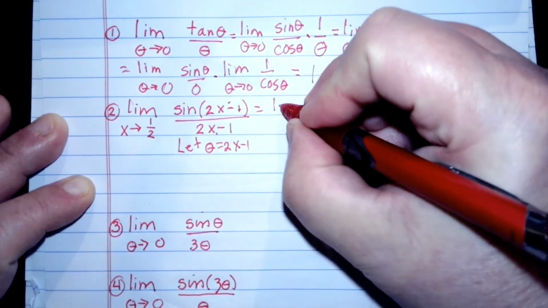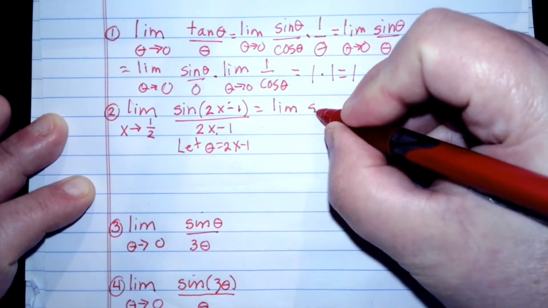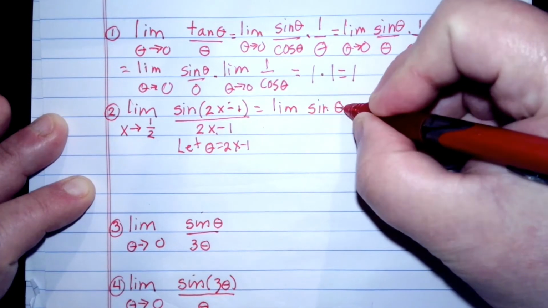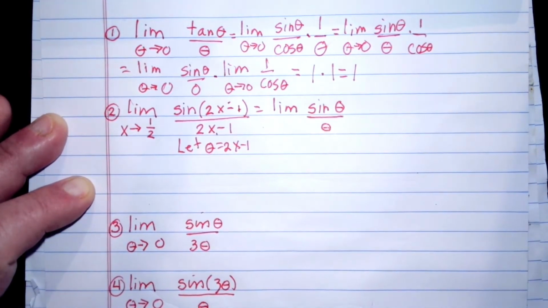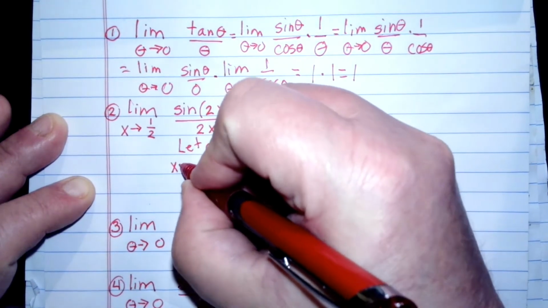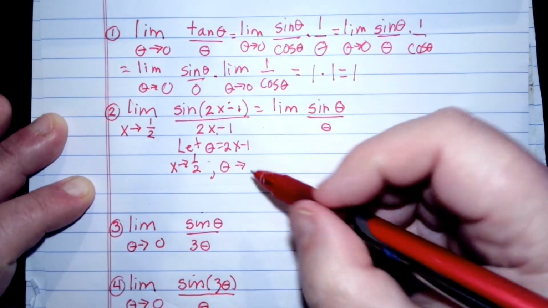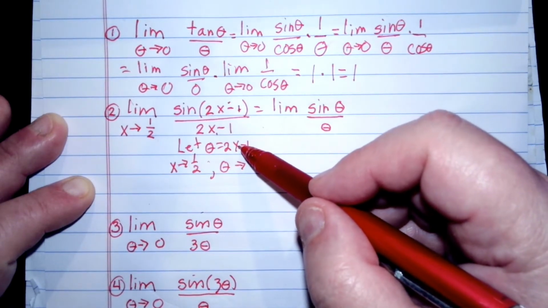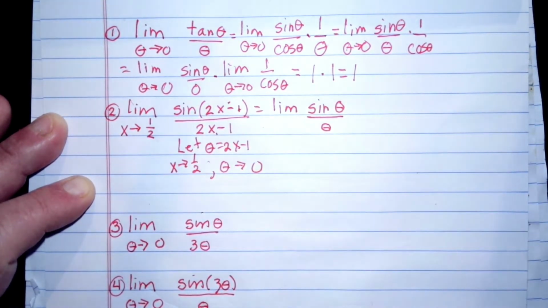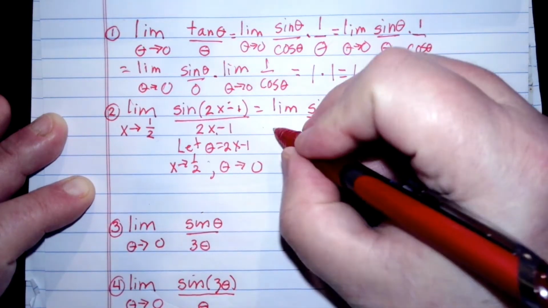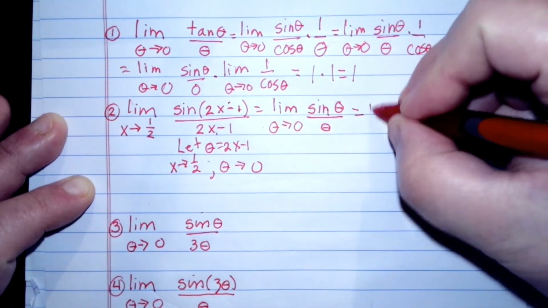Alright, so I'm going to rewrite this limit. And I'm not going to write x tends to 1/2. I'm going to hold off on that part for just a moment. But I'm going to replace the 2x minus 1 with theta in the numerator and the denominator. And now let's think about what's happening. As x tends to 1/2, what does theta tend to? Well, if you substitute in 1/2 for x, you get 0. So we could write the limit as x tends to 1/2, but that really sort of evades what's going on. It's better to write theta tends to 0, and now we get the limit that we already know.